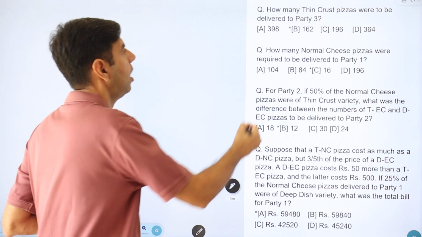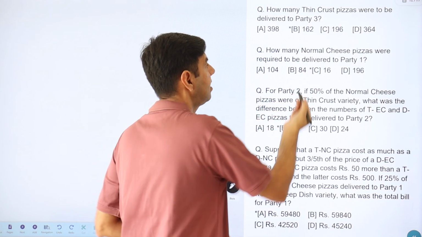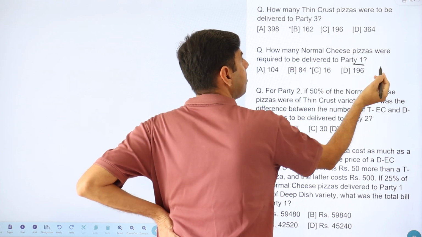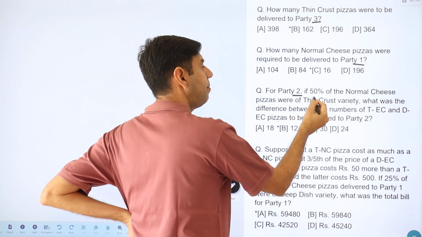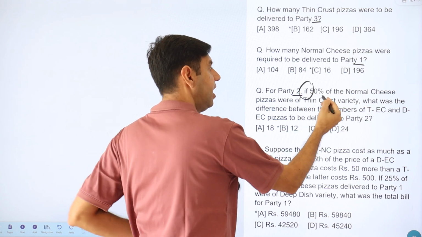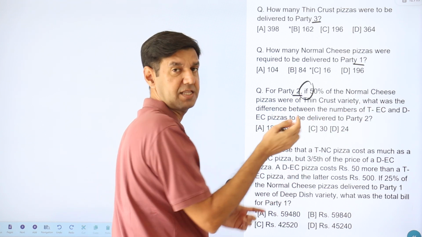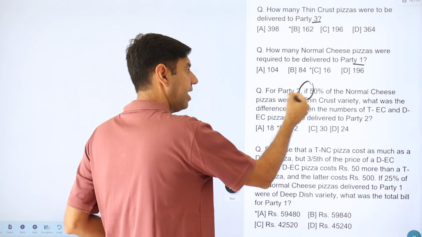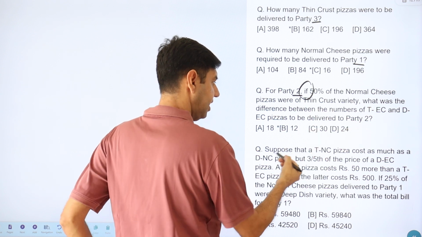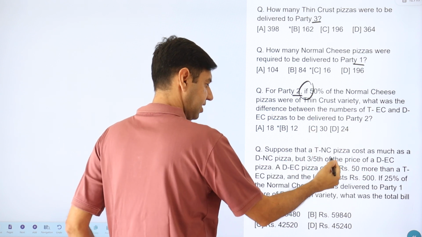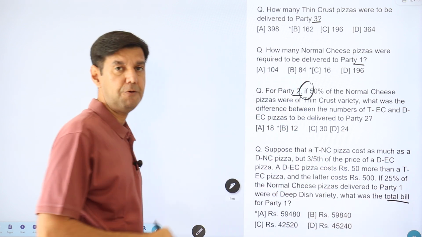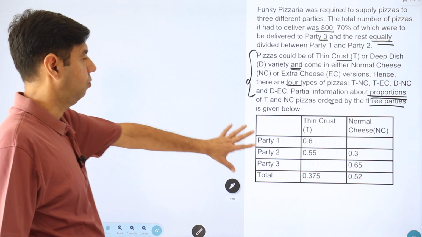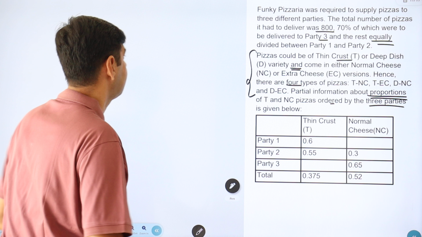So if you look at the questions, how many thin crust pizzas were delivered to party 3, a direct numeric question. How many normal cheese were required by party 1, right? And then for party 2, if there's some extra data, this much percent of normal cheese with thin variety, so I could fill in the 2 by 2 table. If you can't get that, just hang on for a minute. That breakup can be filled in and then you have a number, and suppose that this costs as much. So cost is given and what was the total bill for party 1. So direct questions don't seem too difficult. So it's just about how quickly you can work with these numbers.